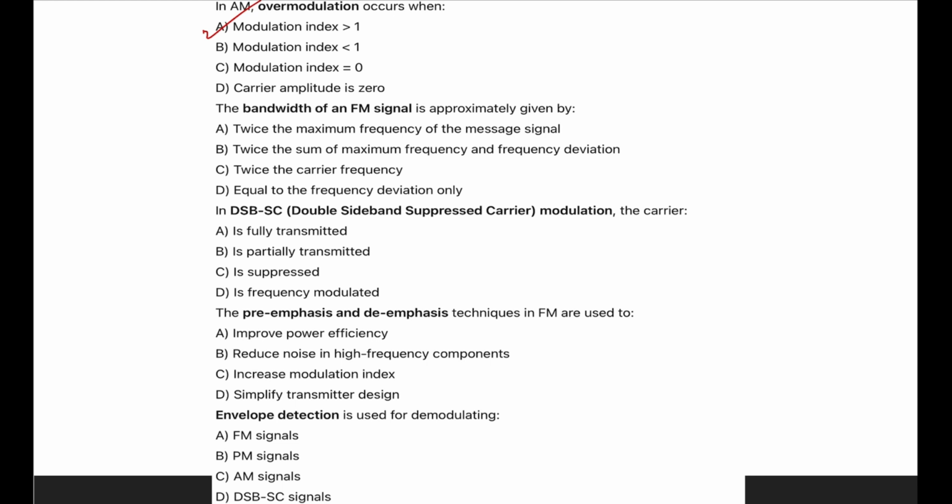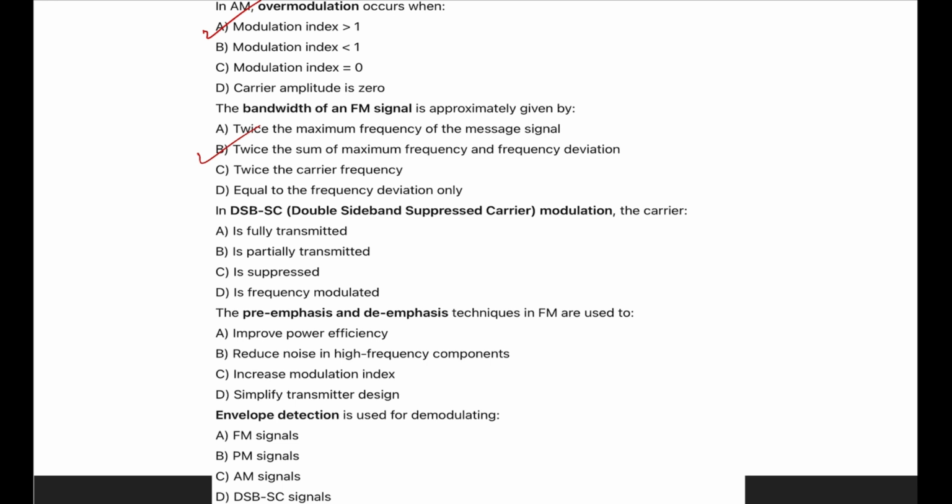Next question. The bandwidth of an FM signal is approximately given by option A, twice the maximum frequency of the message signal. Option B, twice the sum of maximum frequency and the frequency deviation. Option C, twice the carrier frequency. Option D, equal to the frequency deviation only. In the case of an FM signal, the bandwidth will be equal to twice the sum of maximum frequency and frequency deviation. So the answer is option B.